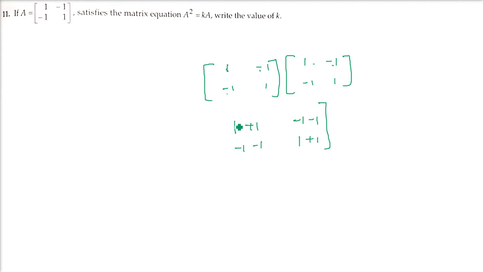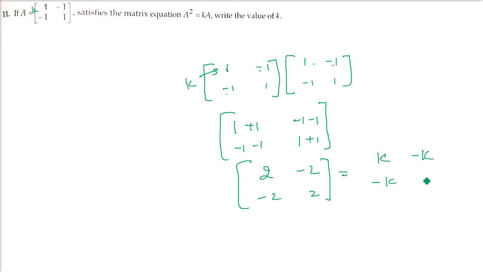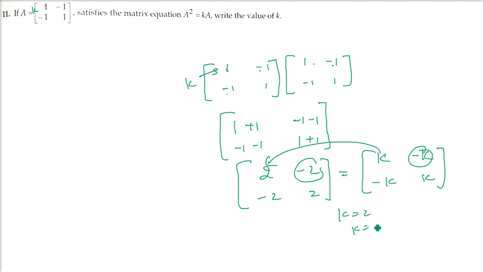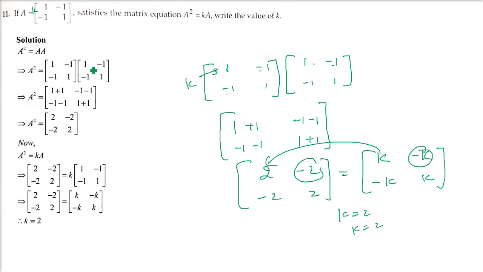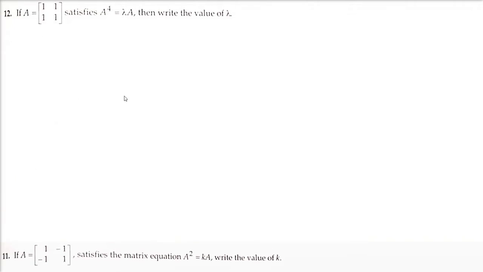So what do you get? You get 2 everywhere, with the same signs as in A. So this is equal to K into A. Now multiply every element of A with K. Wherever 1 is there, just replace it by K: K, minus K, plus K. Whichever you equate, it will come down to K equal to 2 only. So K both ways, K equals 2. This is how you have to do it, step by step. Write all these things.